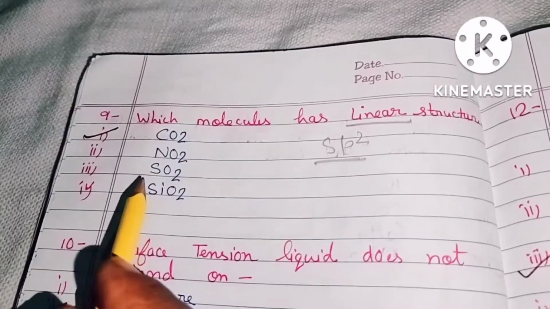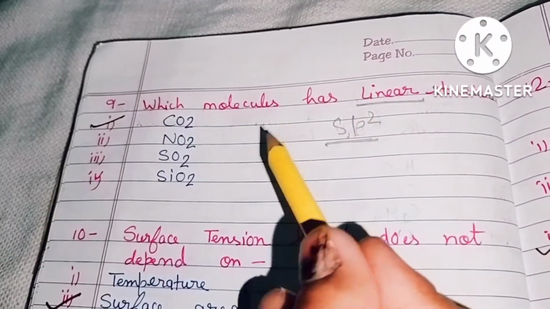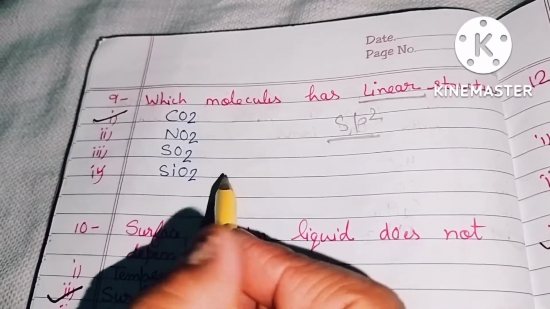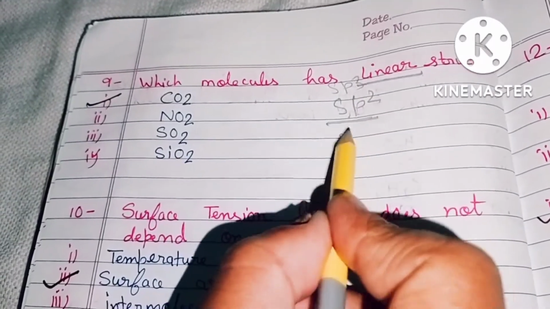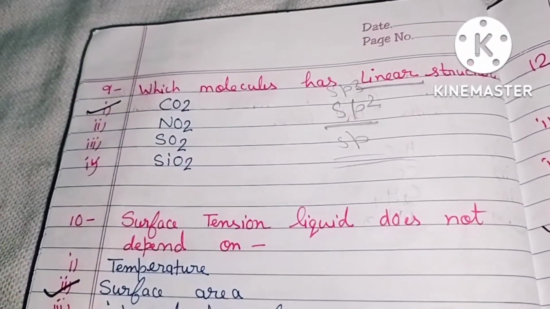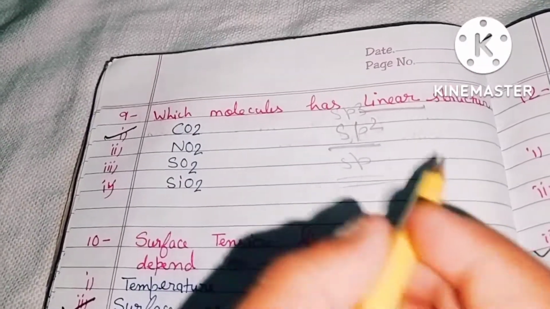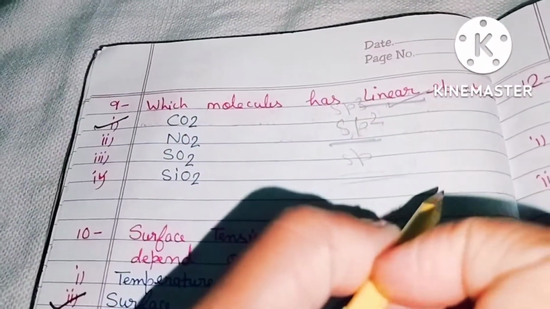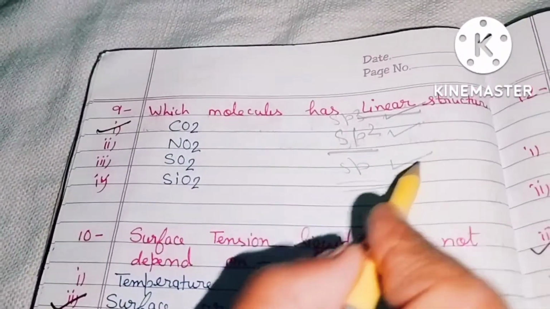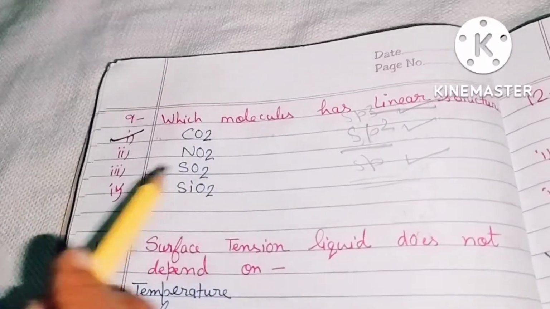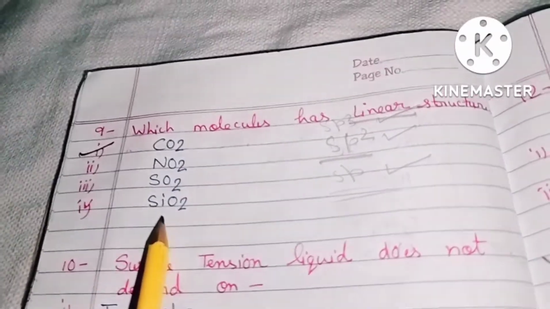Next, question number 9. Which molecule has a linear structure? We know the different types of hybridization, sp3, sp2 and sp. These are tetrahedral, trigonal, and linear hybridizations. The examples given are CO2, NO2, SO2 and SiO2.